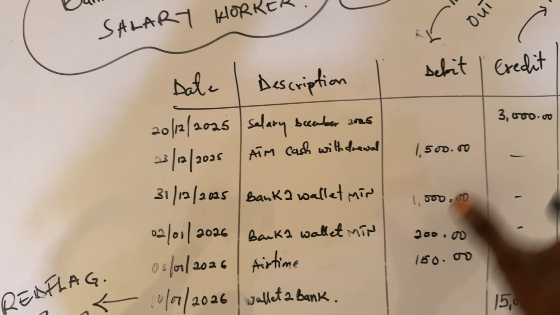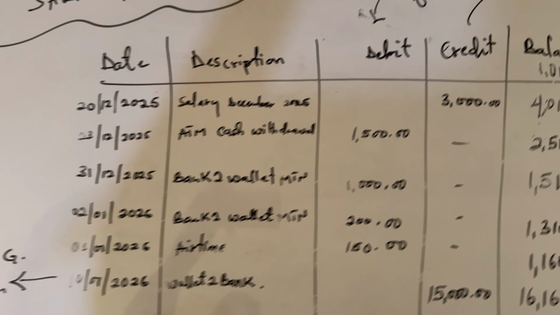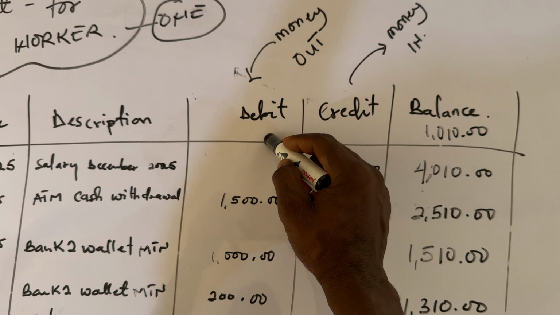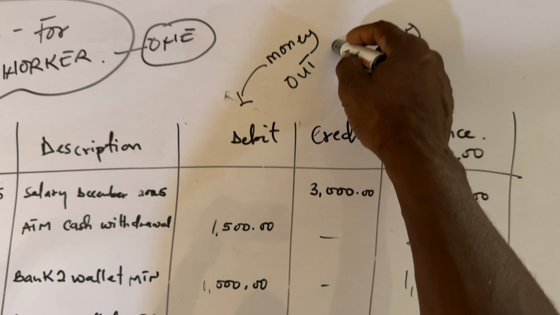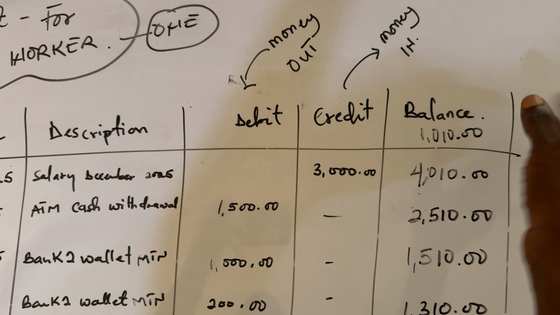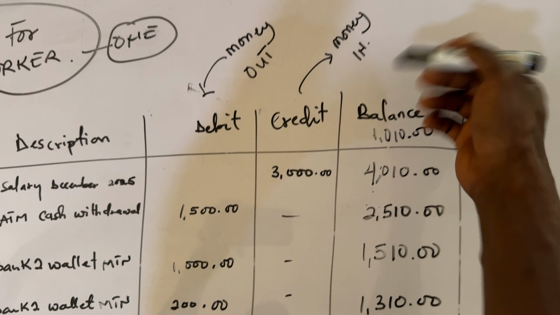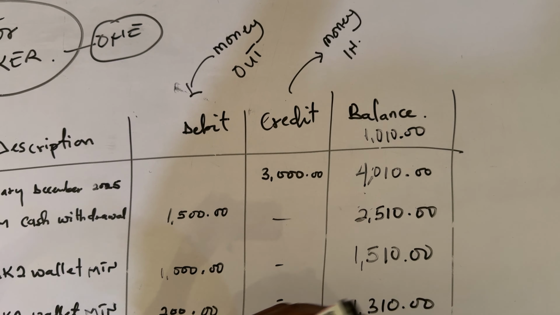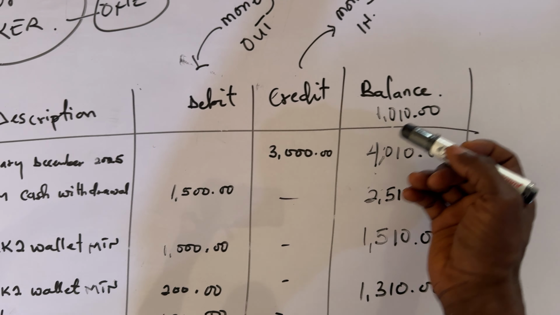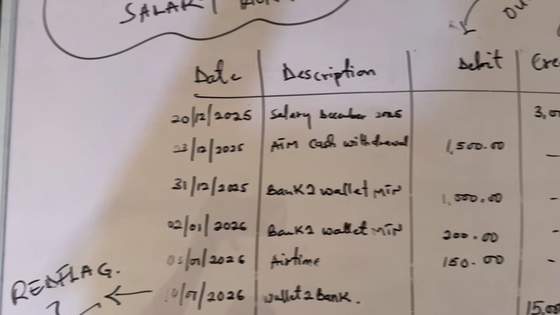So this is how the bank statement looks like. But before then, let's explain these terms. You have a debit and a credit. Debit here means money out, the money that's moving from your bank, and credit here means money in, the money that is coming into your bank. Then this is going to be the balance. Is that okay?